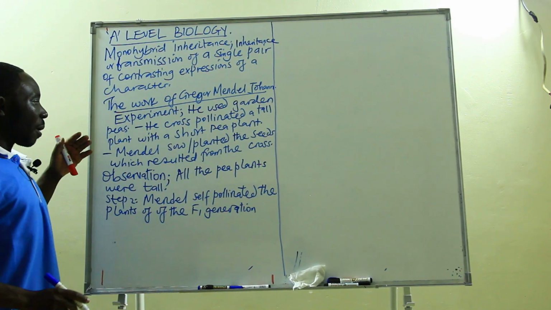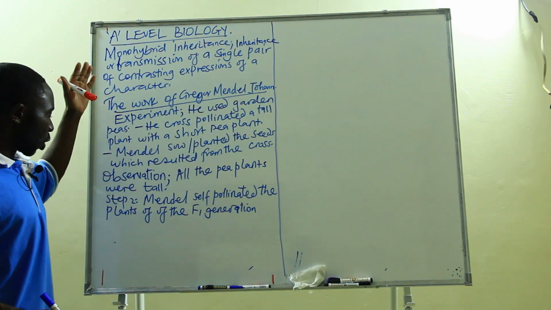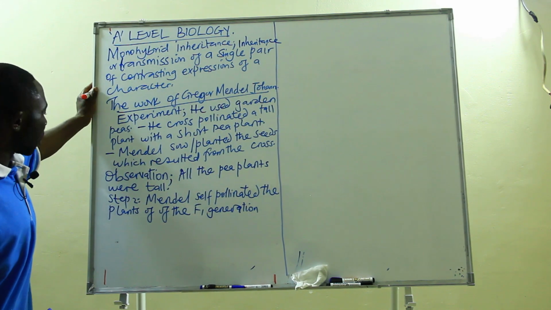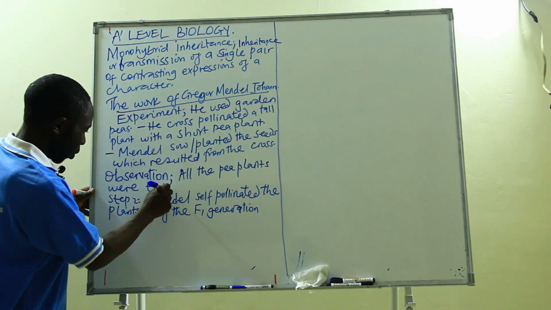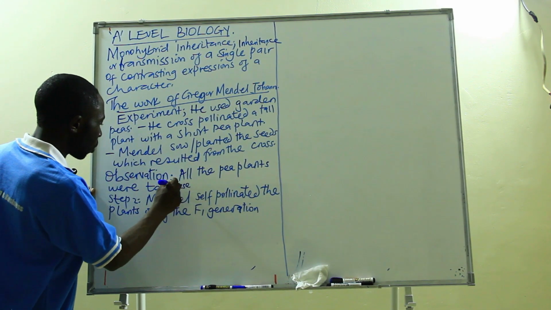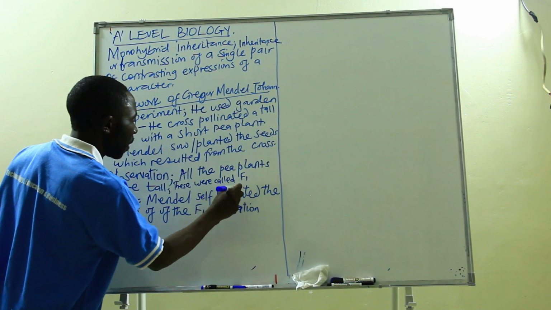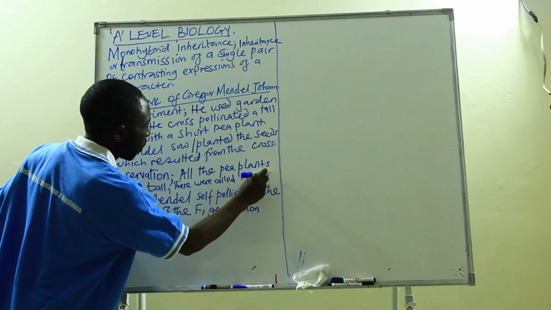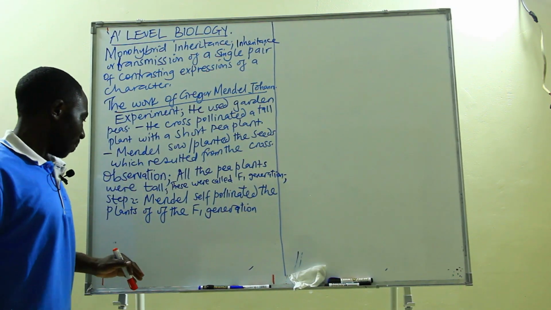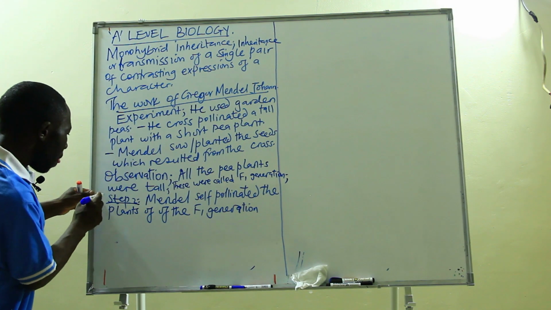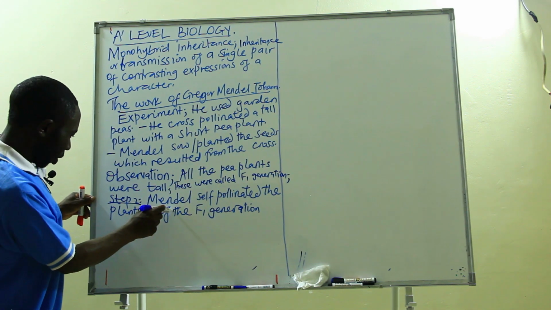So the plants which resulted from the first cross of the pure breeding plants, short pea plant and tall pea plant, were called the F1 generation, or filial 1 generation. So step number 2, Mendel self-pollinated the plants of the F1 generation.